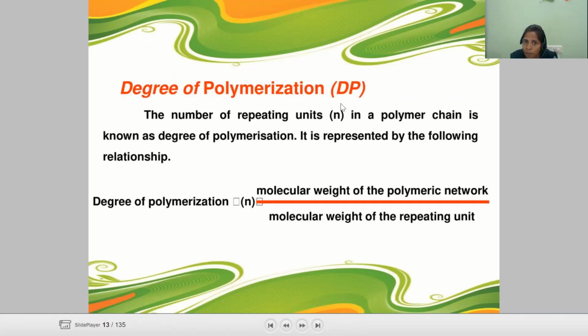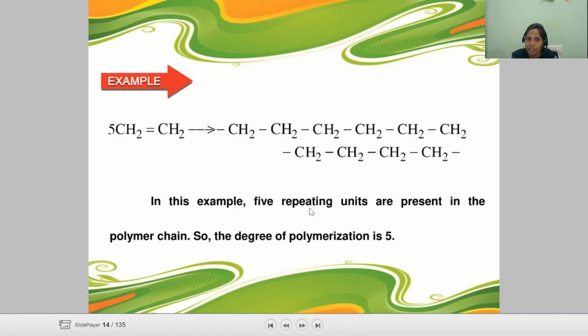What is the symbol of degree of polymerization? n. And we have one formula for it: n is equal to the molecular weight of the polymer divided by the molecular weight of the repeating unit. That is the degree of polymerization. And see here, in this example, how many times is it repeating? It is repeating 5 times. In this example, 5 repeating units are present in the polymer chain. So what is the degree of polymerization? The degree of polymerization will be 5.